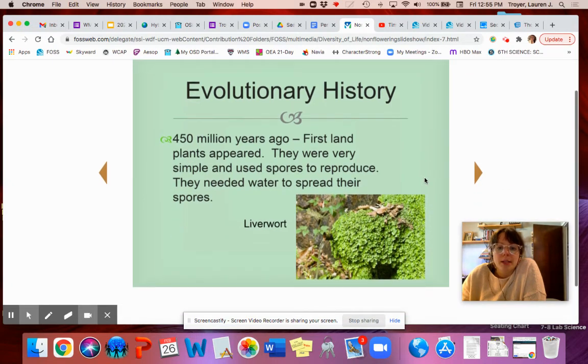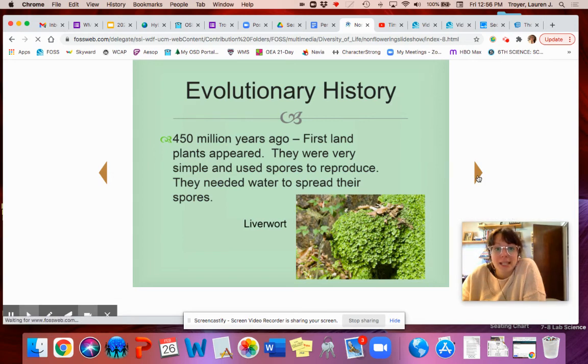And some history here. So when did plants evolve? How old are plants? When did they show up on planet Earth? The first land plants appeared 450 million years ago. As a reference, the dinosaurs went extinct 65 million years ago. So a lot has happened since this time. This is a long time ago. That's when the first land plants appeared. They used spores to reproduce, and they needed water to spread their spores.